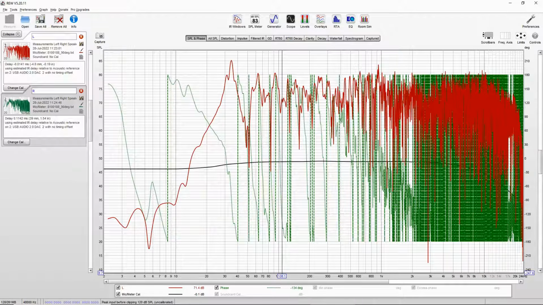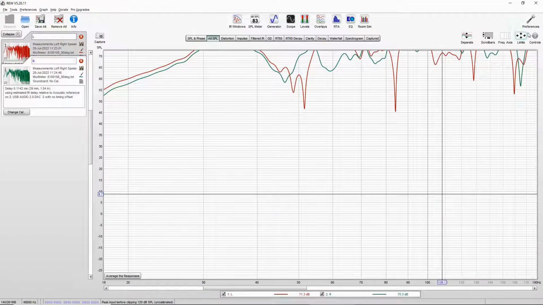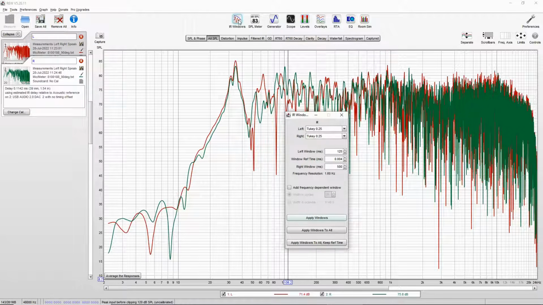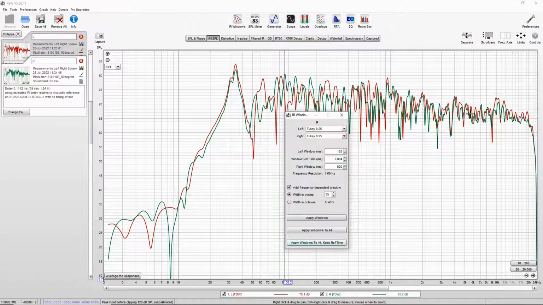Once we have the measurements left and right, we first want to get rid of these reflections here to see the actual frequency response in high frequencies. The way to do that is using impulse response windows and add frequency dependent windowing. I'll use 35 cycles windows. This is the limit in REW, which keeps the high frequencies as detailed as possible.